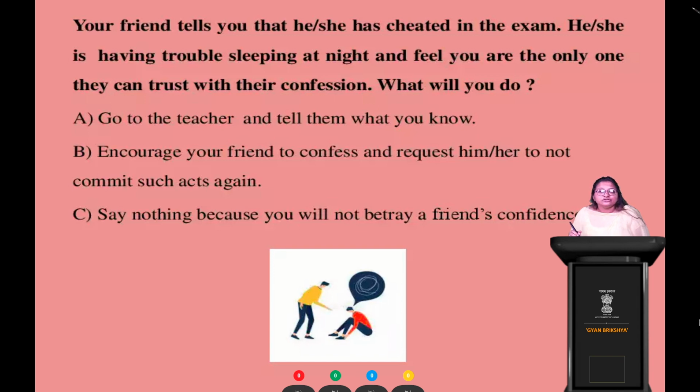Three options are given to you. The first option is go to the teacher and tell them what you know. Option B, encourage your friend to confess and request him or her to not commit such acts again. Or option C, say nothing because you will not betray a friend's confidence. Your time starts. Think and give me your response, and then I'm going to tell you what I will do in such a situation. Go ahead and give me your responses.